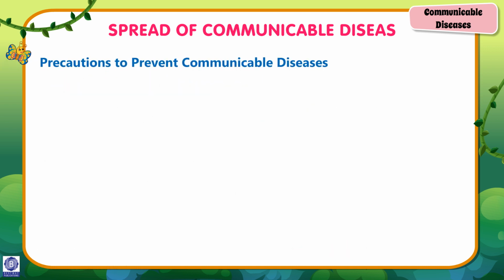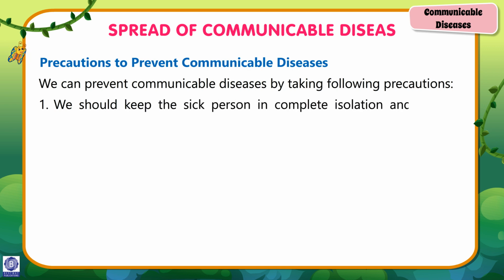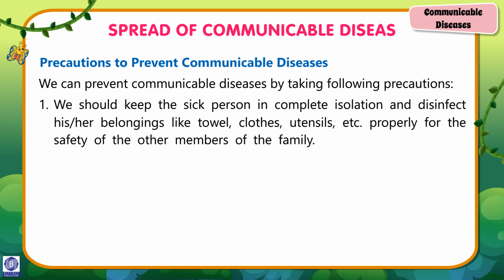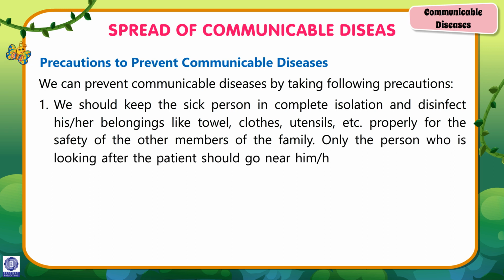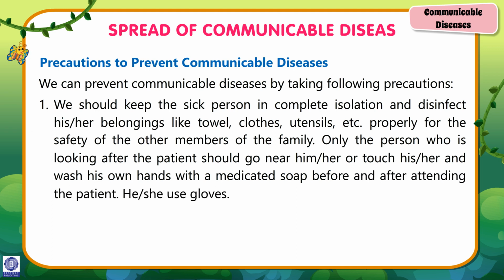Precautions to prevent communicable diseases. We can prevent communicable diseases by taking the following precautions. Number 1. We should keep the sick person in complete isolation and disinfect his or her belongings like towel, clothes, utensils, etc. properly for the safety of the other members of the family. Only the person who is looking after the patient should go near him or her, or touch him or her, and wash his own hands with a medicated soap before and after attending the patient. He or she should use gloves.